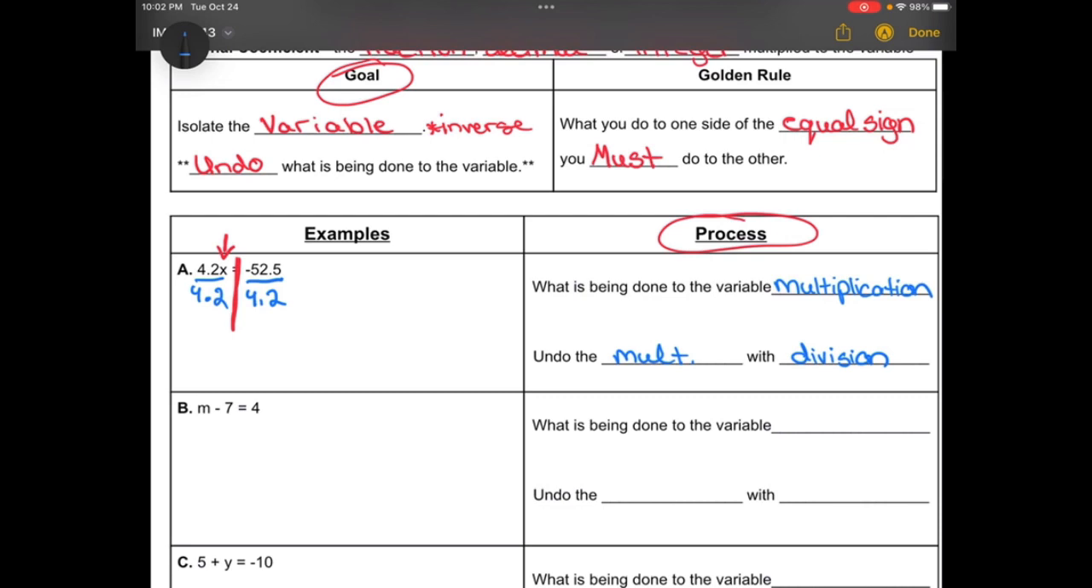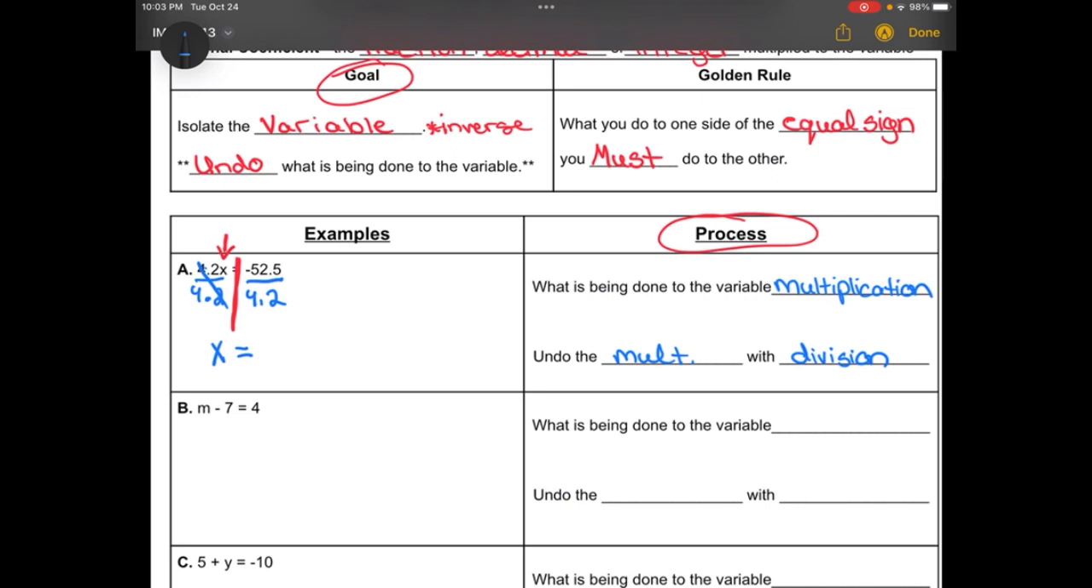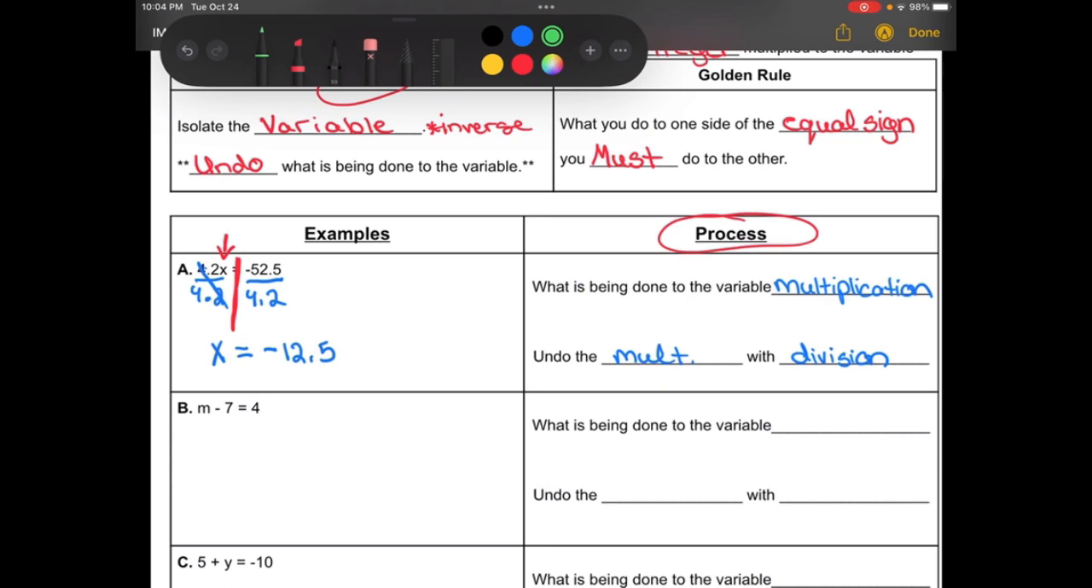So calculate negative 52.5 divided by 4.2. 4.2 divided by 4.2 cancels out to become a positive 1. So that just leaves you with x. And the reason why I don't write the positive 1 is because it's a invisible 1. You don't have to write it. Now I'm going to divide negative 52.5 by 4.2, and that leaves me with negative 12.5.